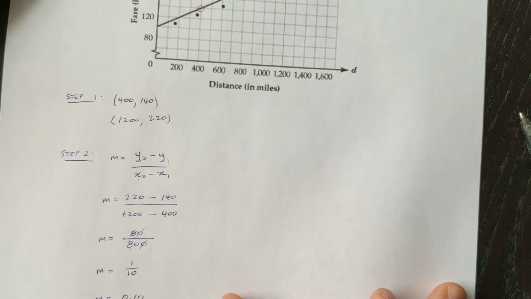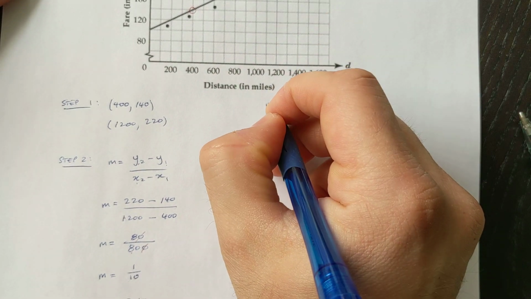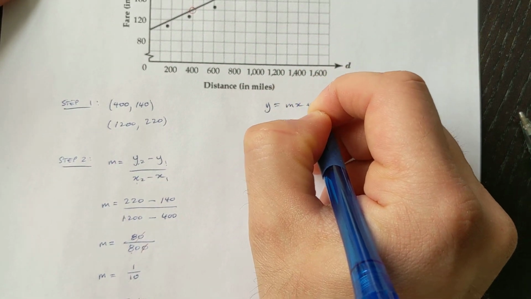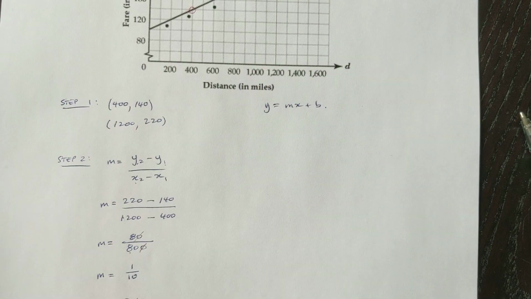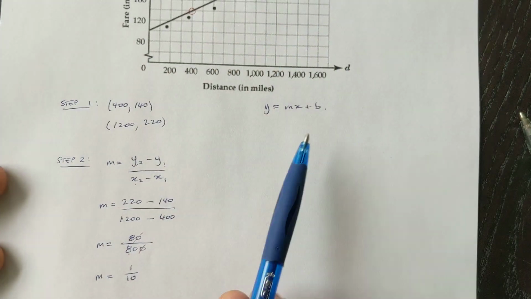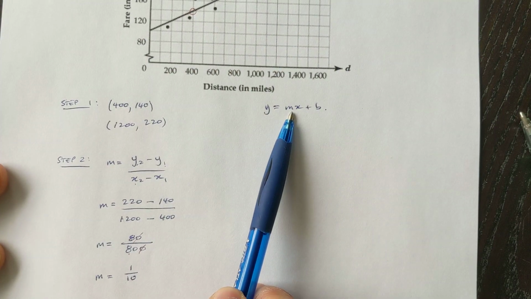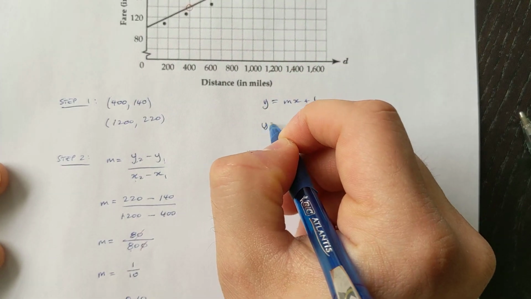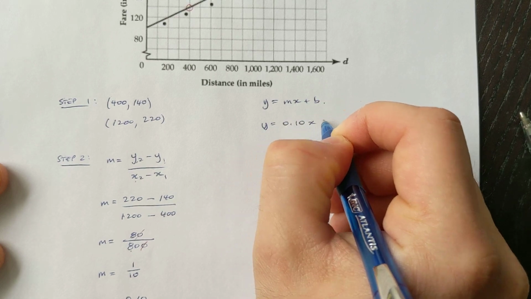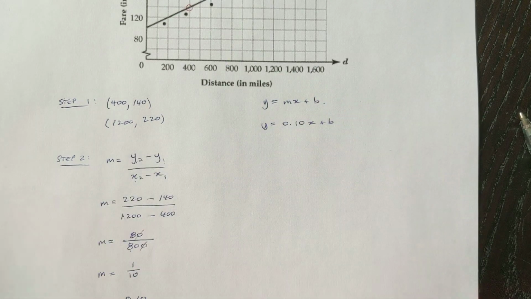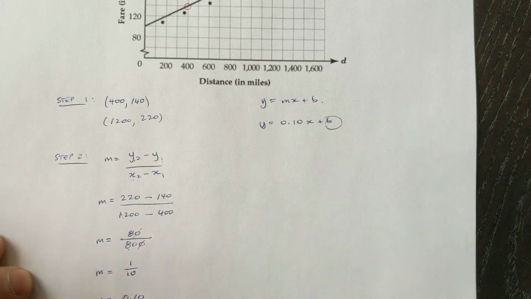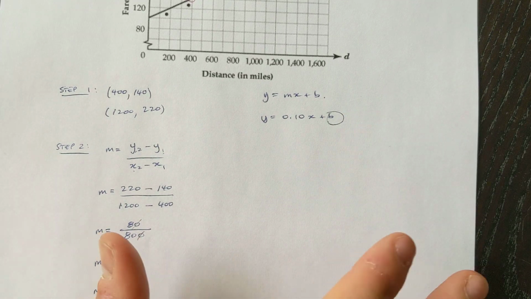So if I think about the equation of a line, y is equal to mx plus b, right? That's what I'm trying to find, the equation of this line of best fit. I now have this slope. So I have y is equal to 0.10x plus b. So I need to still find my y-intercept. And how do I find my y-intercept?